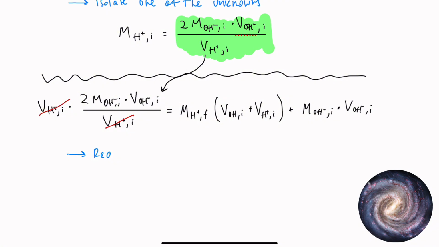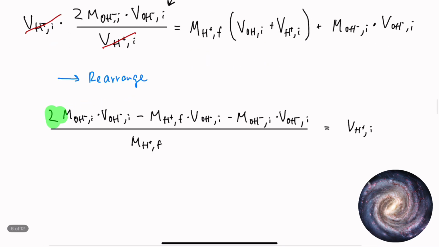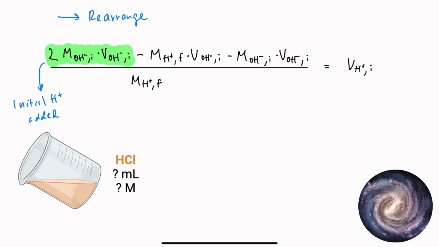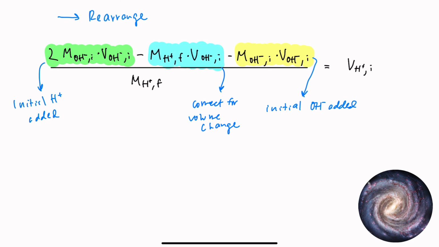Now we'll rearrange the equation in order to solve for our current unknown, which is, again, that VH+ initial. So just to define what's going on here, that first term in green is the initial moles of H+ that we added, which is double the amount of hydroxide because we added double the amount required to neutralize. The final term is the amount of initial hydroxide that we had in the solution. And that term in the middle is going to just help us correct for the volume change that happened when we added the HCl solution to the RbOH solution.